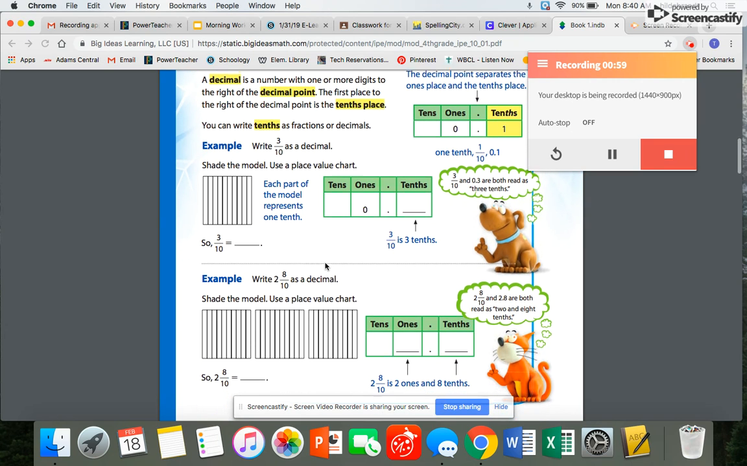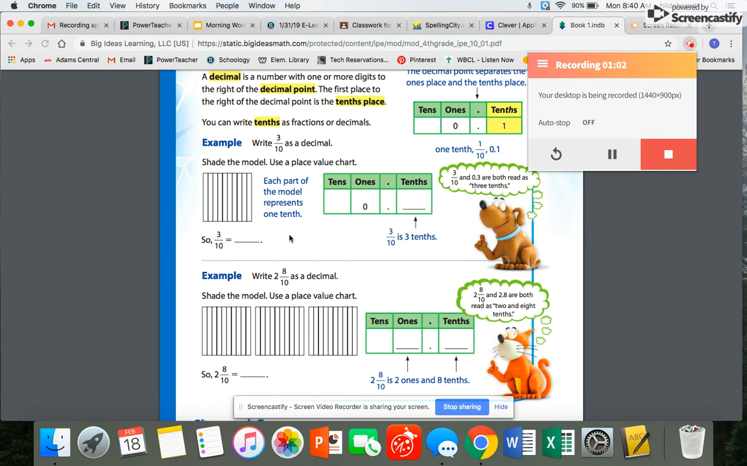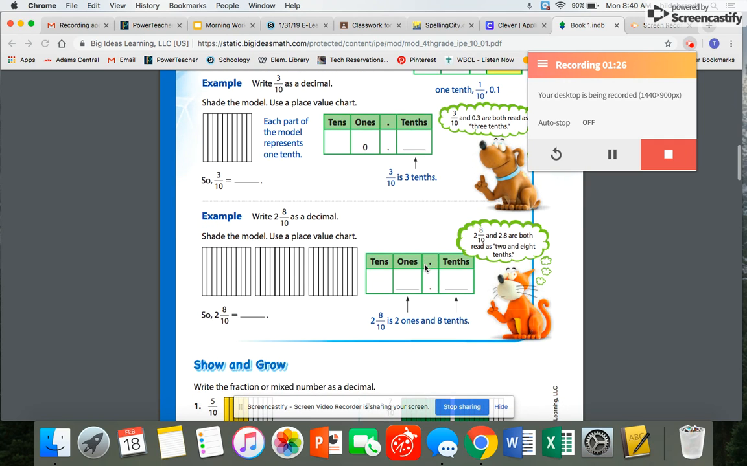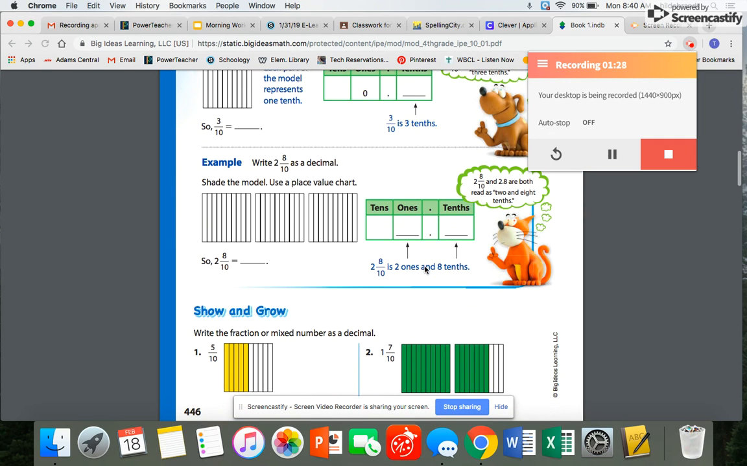Looking at the model here, you can see that you can do the same thing here with it. If we shaded in 3/10, it'd be 1, 2, 3 shaded. We could write it as 3/10, but we could also write it as 0.3, which is what would go right here. 0.3 and 3/10 like a fraction mean the same thing. You pronounce it 3/10.